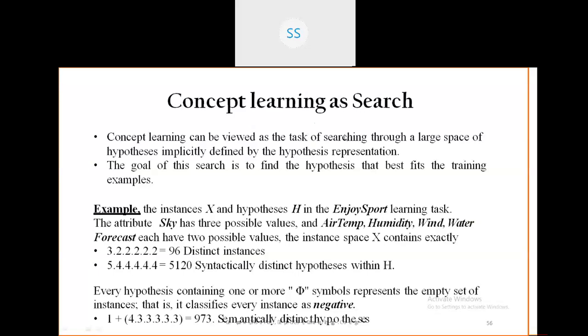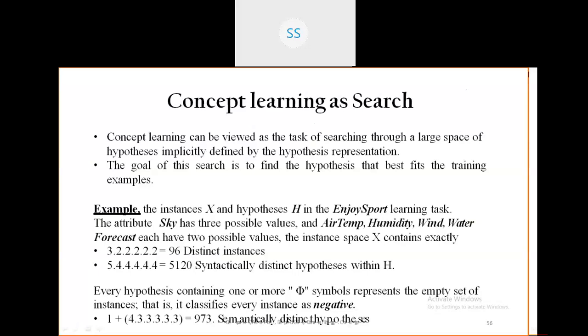What is concept learning all about? Let us look at that. Concept learning can be viewed as the task of searching through a large space of hypotheses implicitly defined by the hypothesis representation. We have a very large number of hypotheses, and out of these available hypotheses, I am looking for one or more hypotheses which meet the hypothesis representation.